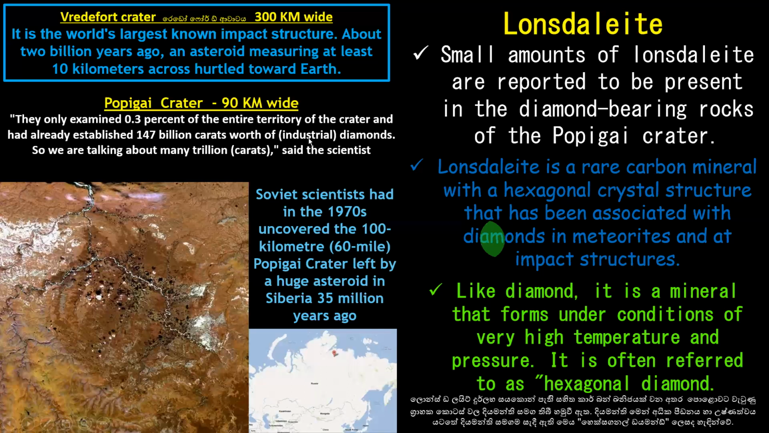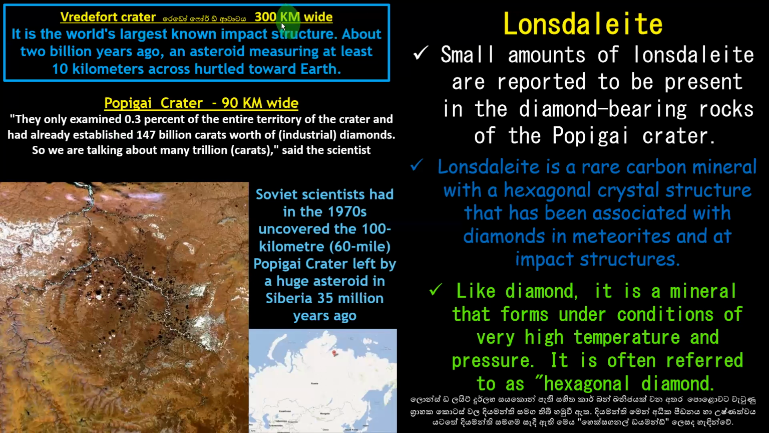Then, look at the Rutherford crater, 300 kilometers wide. Popigai crater, 90 kilometers wide. These are the places. It is the world's largest known impact structure. About 2 billion years ago, an asteroid measuring at least 10 kilometers across hurtled toward Earth. It created this Rutherford crater.